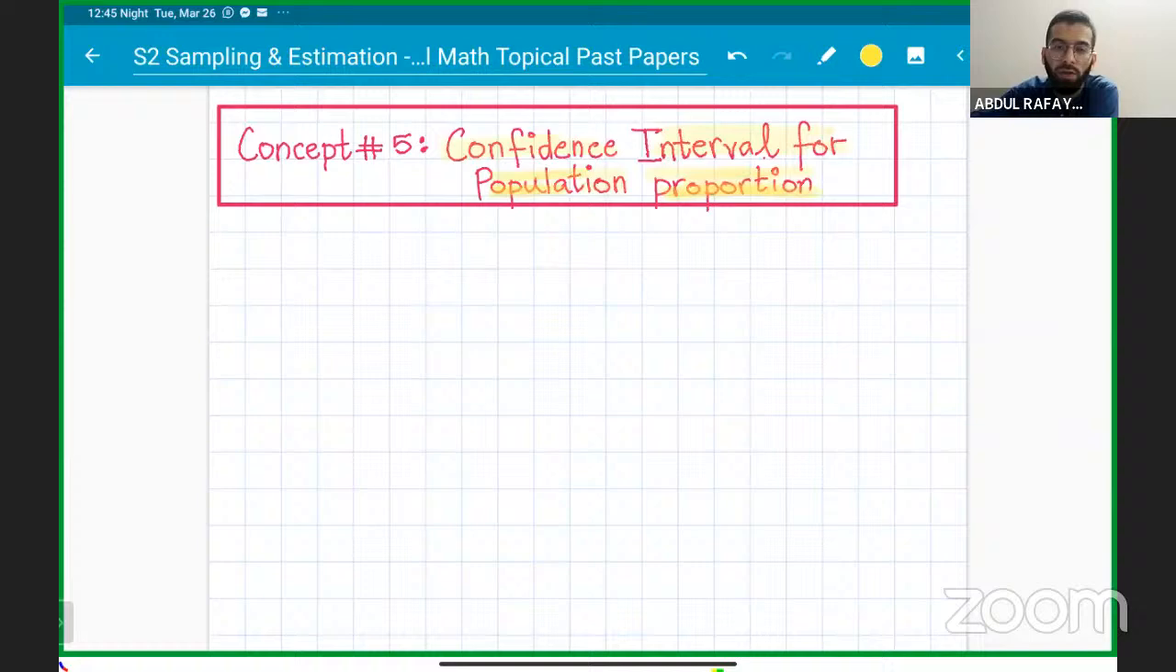Let's write down a couple of important terminologies. Some important terminologies are PS here. What does PS stand for? PS stands for the proportion of success. How much is the proportion of success? That is basically what PS stands for. It's basically based on the probability. Proportion means the probability.